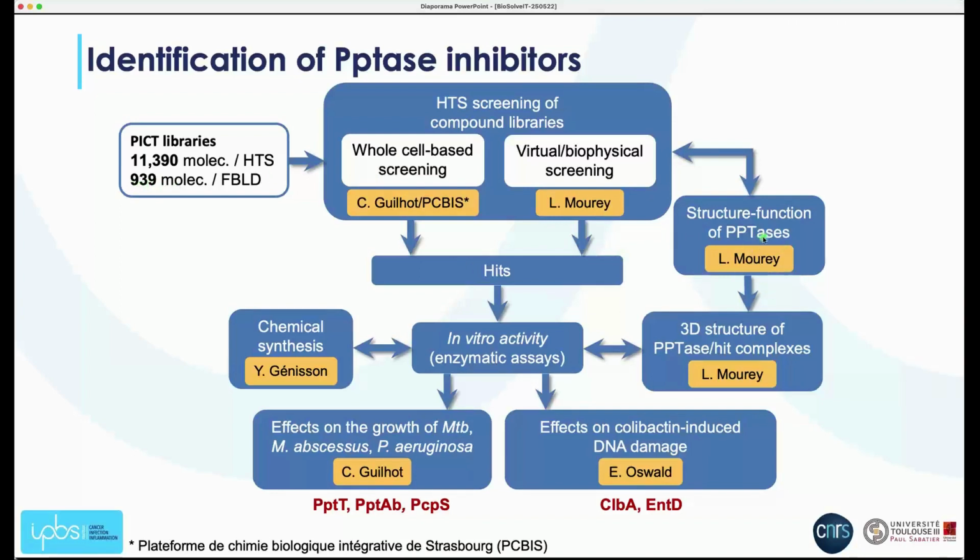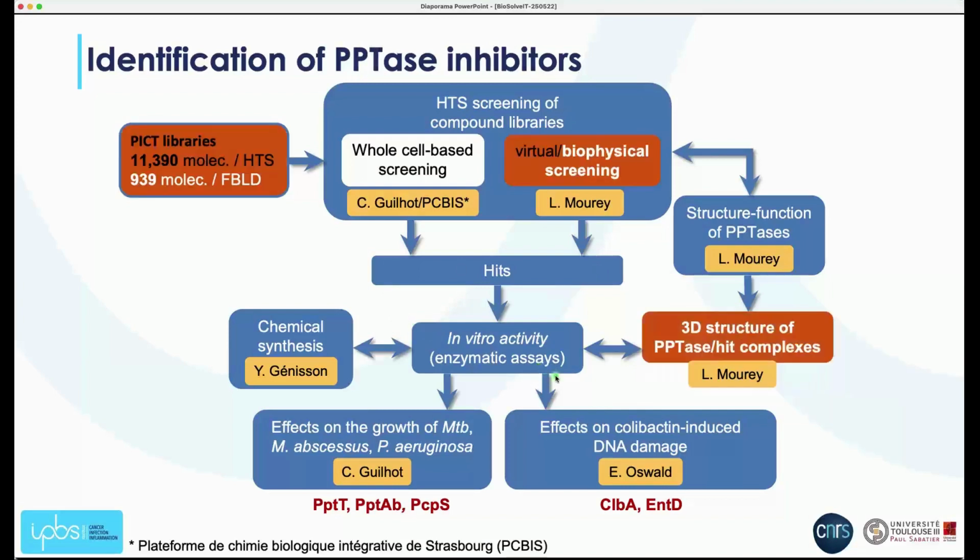This project also involved the structure determination of all these enzymes and chemical synthesis and optimization. But today I will just focus on a few points of this project: the screening of this fragment library using biophysical methods, and the structure determination of the complex of these compounds in the presence of the enzyme.